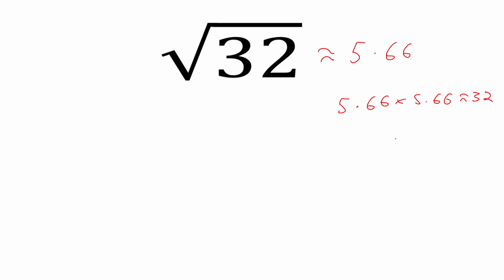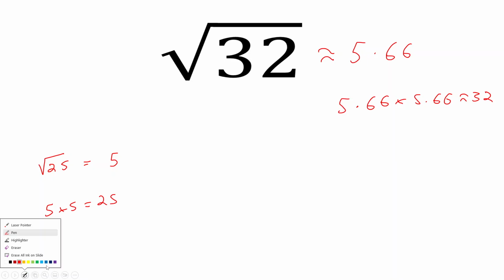But the question is, without a calculator, how would you get to this answer? How could you estimate this without a calculator? Because we know certain square roots, like the square root of 25, give you a whole number, because root 25 is equal to 5, because 5 times 5 gives you 25.